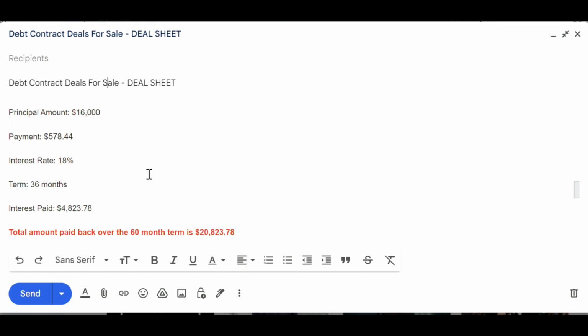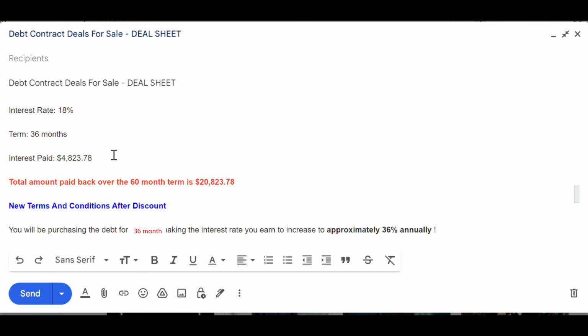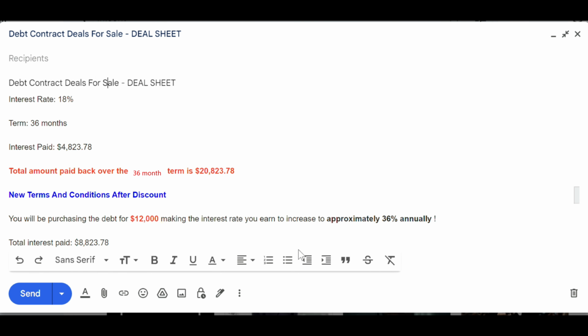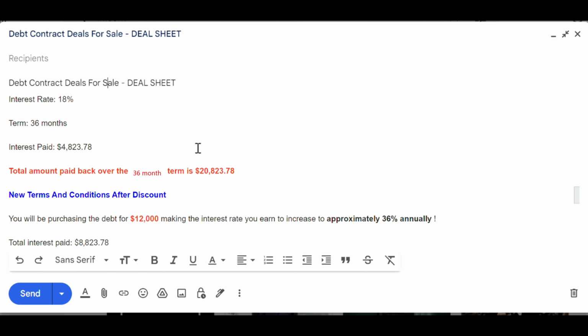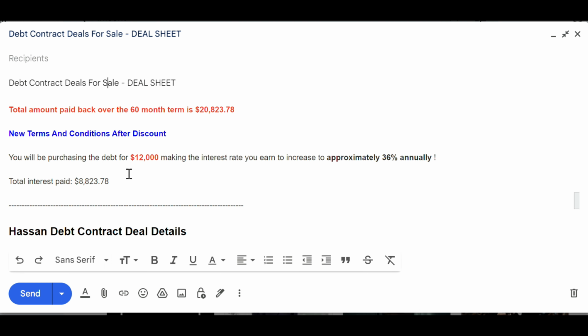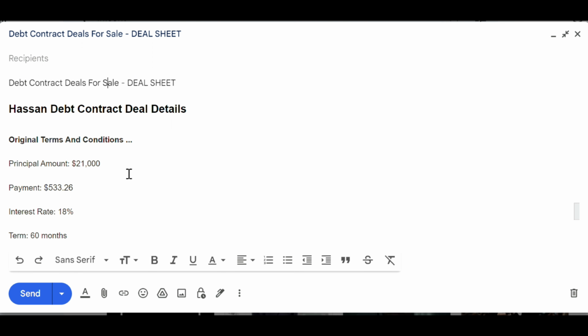So now what's happened here is that $16,000, we buy it for $12,000, or you'd be able to purchase it for $12,000, and that brings it to a 36% rate of return, which again is a really great rate of return, okay? So you'd be making $8,823 of interest total paid. So your $12,000 is going to turn into $20,823 in 36 months, which is 3 years. And that's a passive investment. And that's incredible, okay? Now we have another one, Hassan.